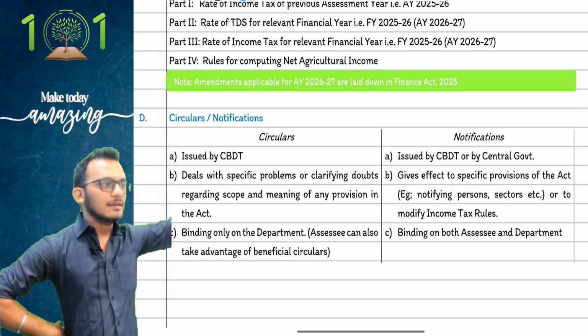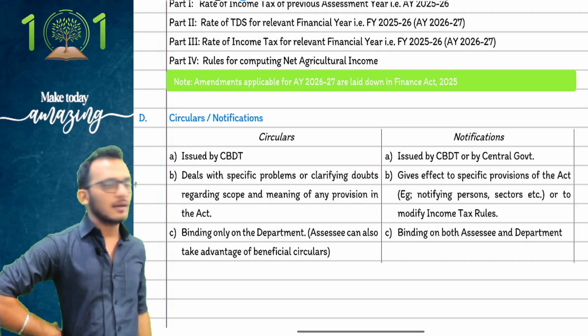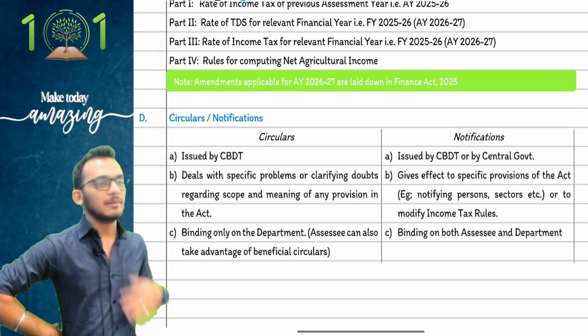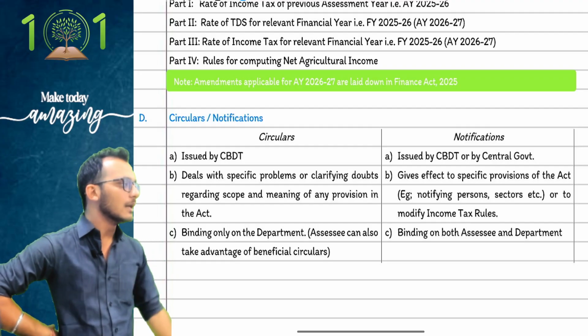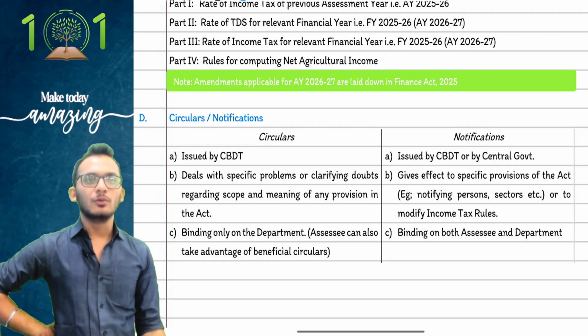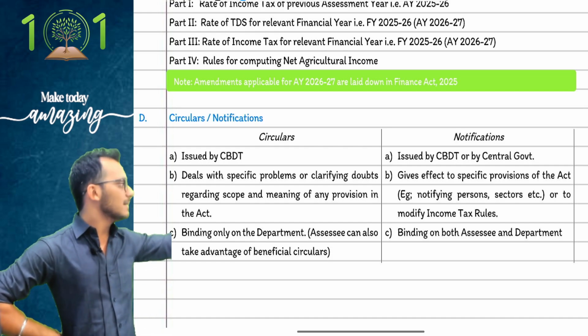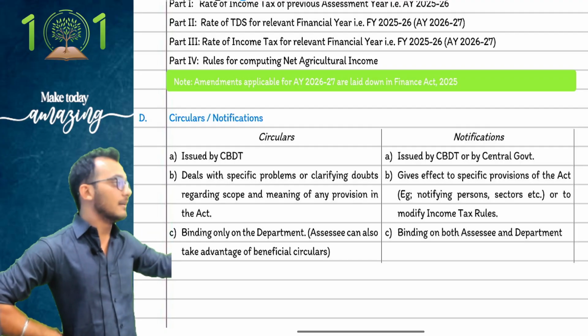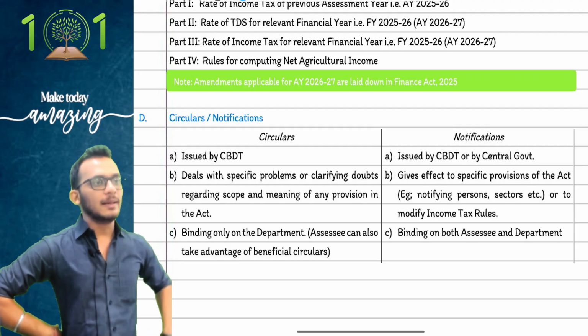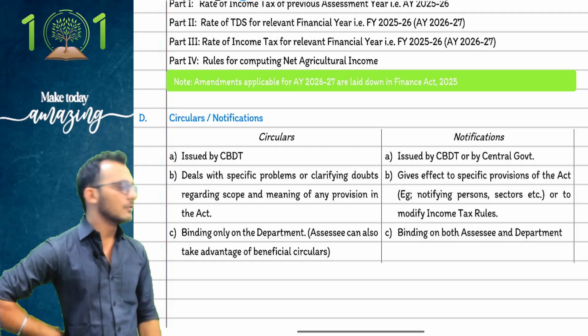Notifications are issued by CBDT or central government, depending on who wants to do it. Sometimes the Ministry of Finance itself will get down and do it. Sometimes CBDT will take the charge on it. Whoever is fine. Yes. Second, circulars deal with specific problems or clarifying doubts regarding the scope and meaning of any provisions of the Act.